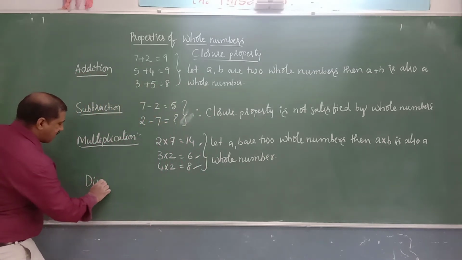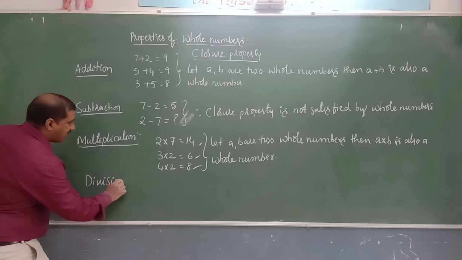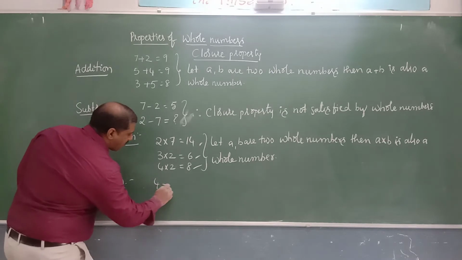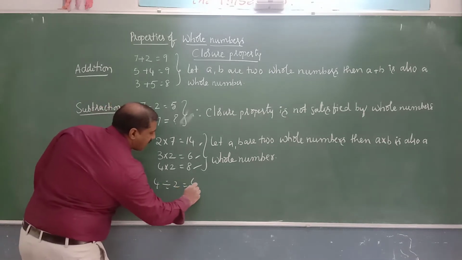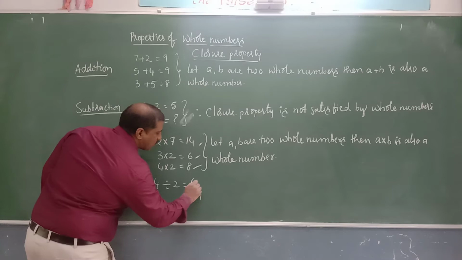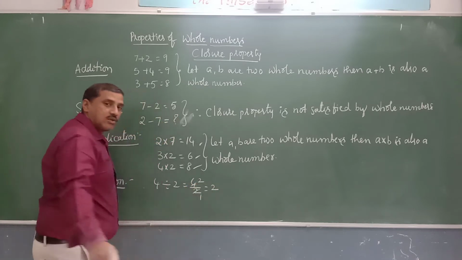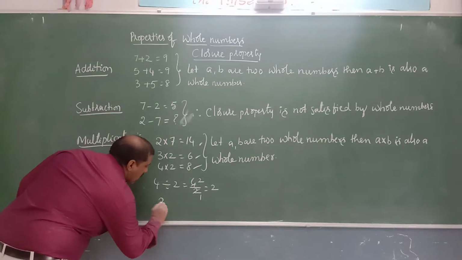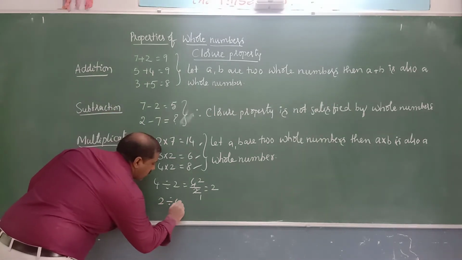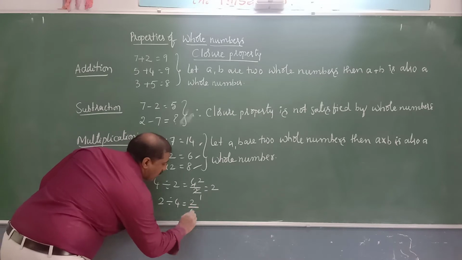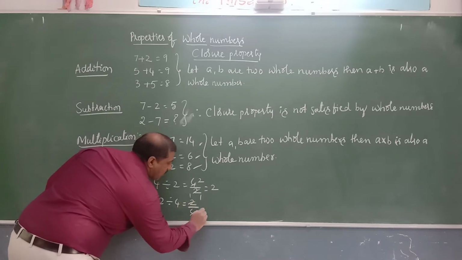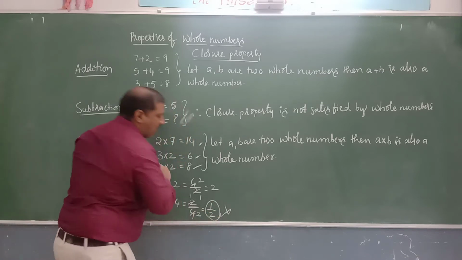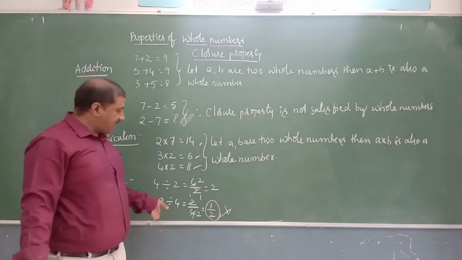Now we study division. What about division? Division of two whole numbers, what do we get? 4 divided by 2, we get 2, since 2 ones are 2, 2 twos are 4. That is 2, and 2 is a whole number. In this case we got a whole number. What about 2 divided by 4? 2 divided by 4 means 2 by 4. 2 ones are 2, 2 twos are 4. We got 1 by 2, but this 1 by 2 is not a whole number.